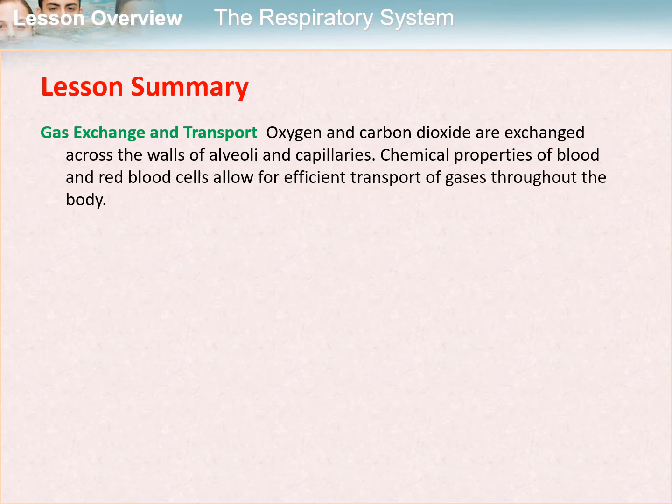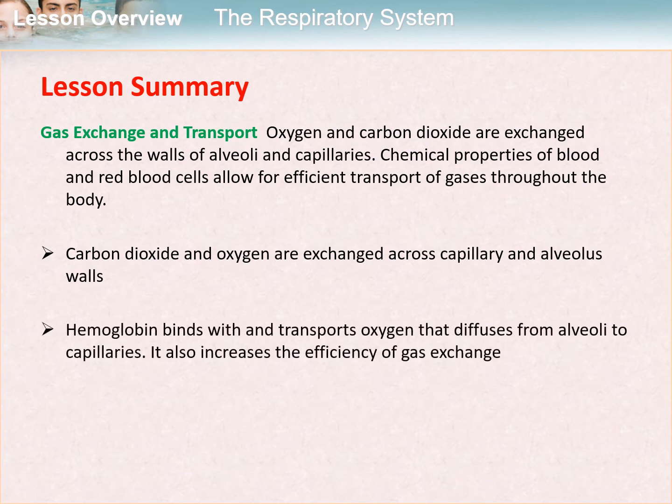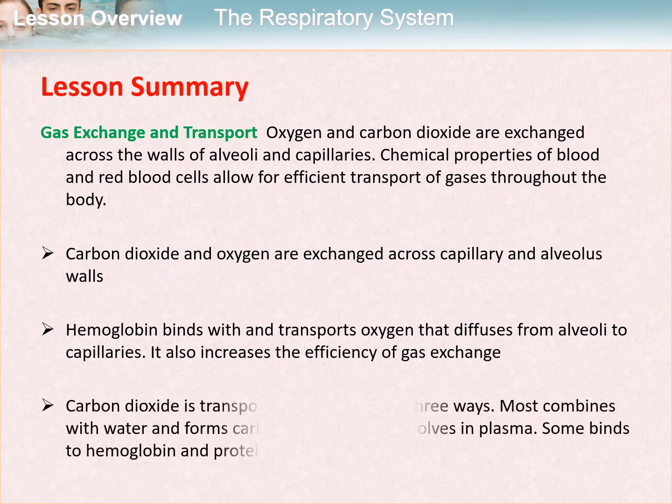How does gas exchange and transport occur? Oxygen and carbon dioxide are exchanged across the walls of alveoli and capillaries. Chemical properties of blood and red blood cells allow for efficient transport of gases throughout the body. Carbon dioxide and oxygen are exchanged across capillary and alveolus walls. Hemoglobin binds with and transports oxygen that diffuses from alveoli to capillaries. It also increases the efficiency of gas exchange.